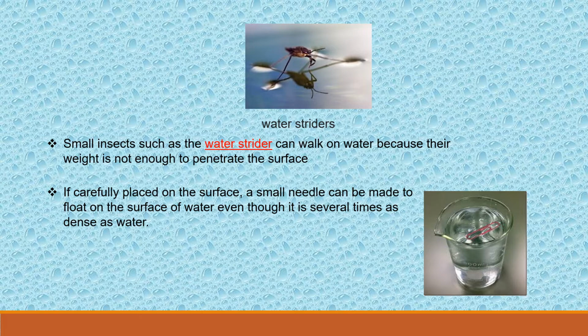Small insects such as the water strider can walk on water because their weight is not enough to penetrate the surface. If carefully placed on the surface, a small needle can be made to float on the surface of water even though it is several times as dense as water.